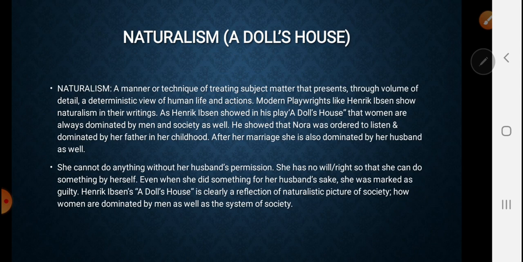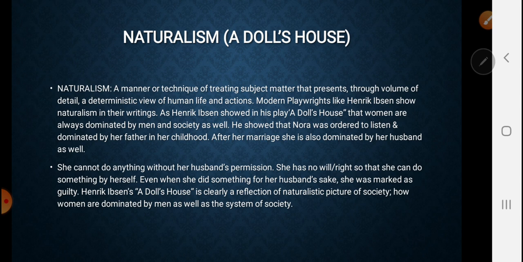Naturalism. While we are talking about naturalism, it is quite obvious by the very name that is given to it. It refers to the manner or technique of treating some subject matter, the way it is presented. Basically, it refers to the naturalistic settings of the play. In the modern setup, and while talking about naturalism, A Doll's House by Henrik Ibsen is one of the best examples in this regard.